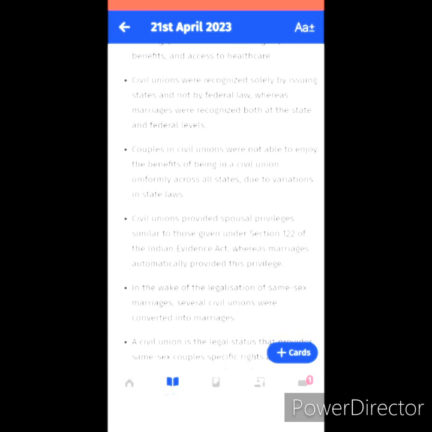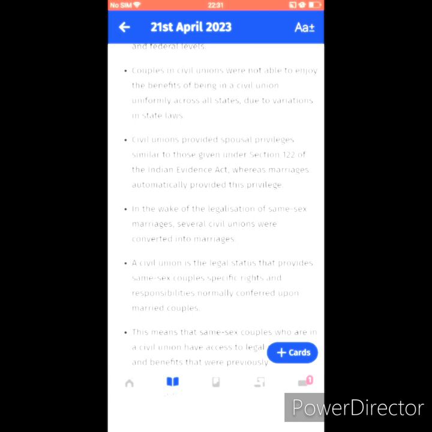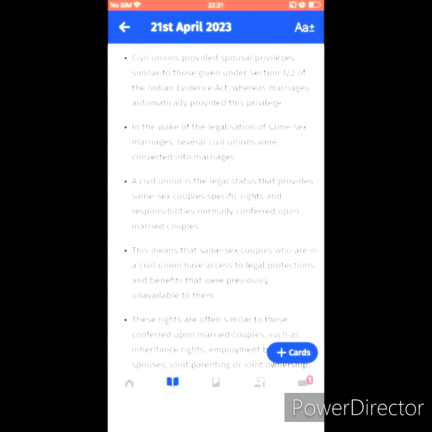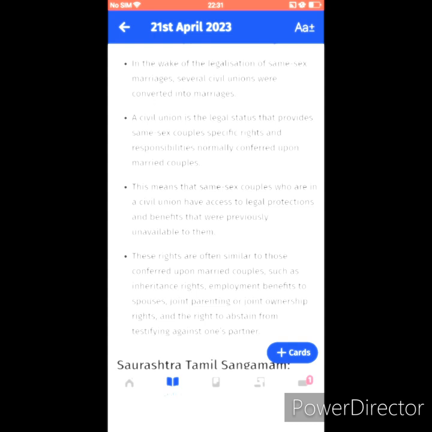Civil unions were recognized solely by issuing states and not by federal law, whereas marriages were recognized both at the state and federal levels. Couples in civil unions were not able to enjoy the benefits of being in a civil union uniformly across all states due to variations in state laws. Civil unions provided spousal privileges similar to those given under Section 122 of the Indian Evidence Act, whereas marriages automatically provided these privileges. In the wake of the legislation of same sex marriages, several civil unions were converted into marriages.